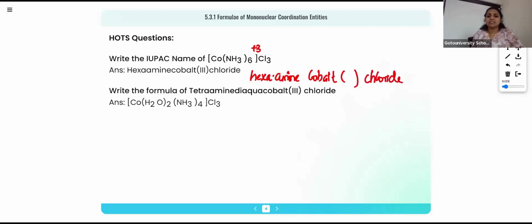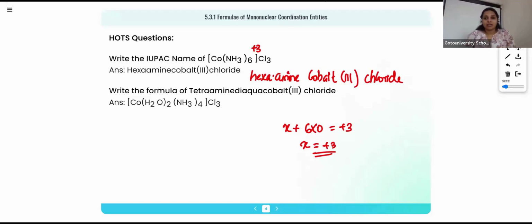Now we are going to find out the charge. I am taking it as x. x plus ammonia, that is 0, 6 into 0, is equal to plus 3. So x will be equal to plus 3. So the charge will be plus 3. So this is the name of this complex. Okay. Now here, if you know the name, you can write the structure also.